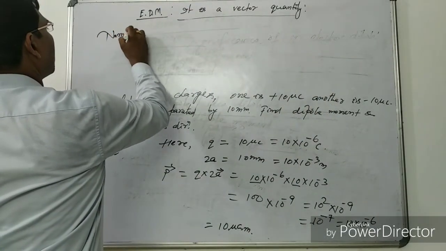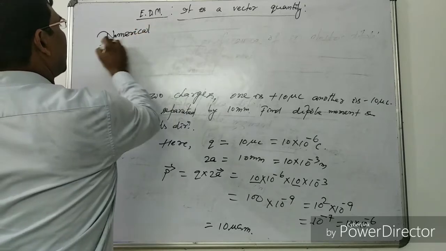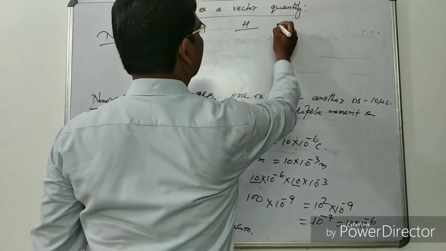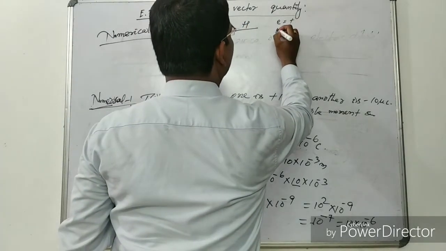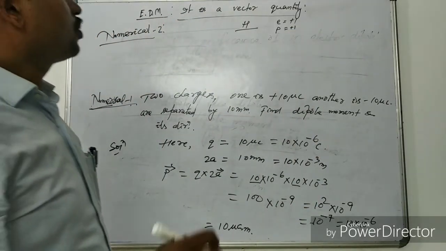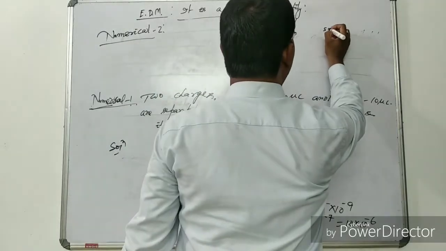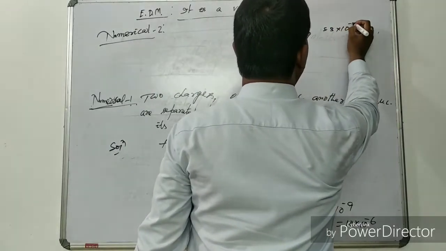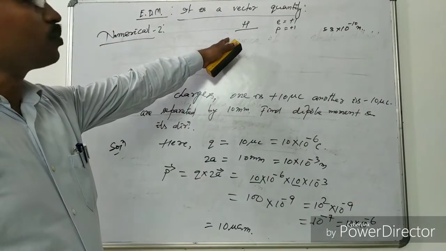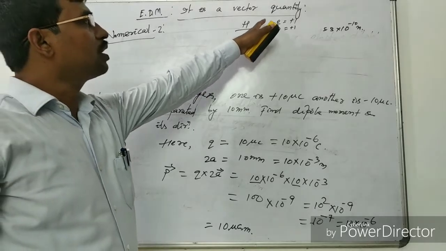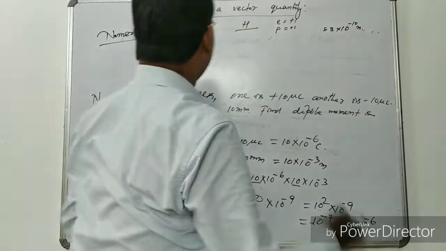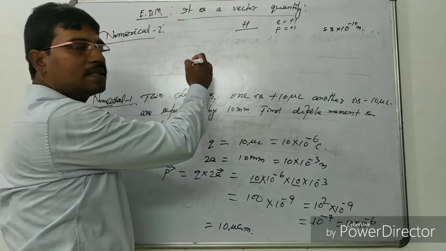Numerical 2. In a hydrogen atom, we know atom number 1. So 1 electron, proton is 1. There is 1 electron and proton. Suppose both are separated by distance 5.5 into 10 to the power minus 10 meter. I am telling about a hydrogen atom with 1 electron and proton, and they are separated by this much distance. So calculate the electric dipole moment and its direction.